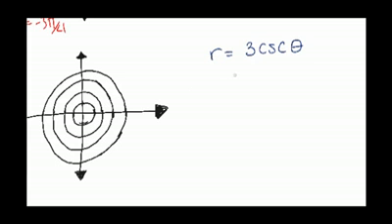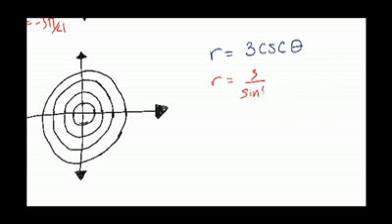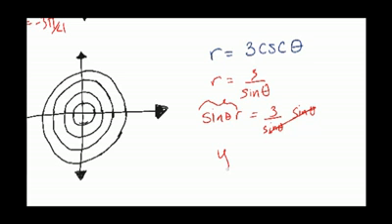We can maybe convert this into r equals 3 over sine theta. And then multiply both sides by sine theta. And if you remember, this is one of the equations for polar coordinates. That's what y equals. So we have the line y equals 3.